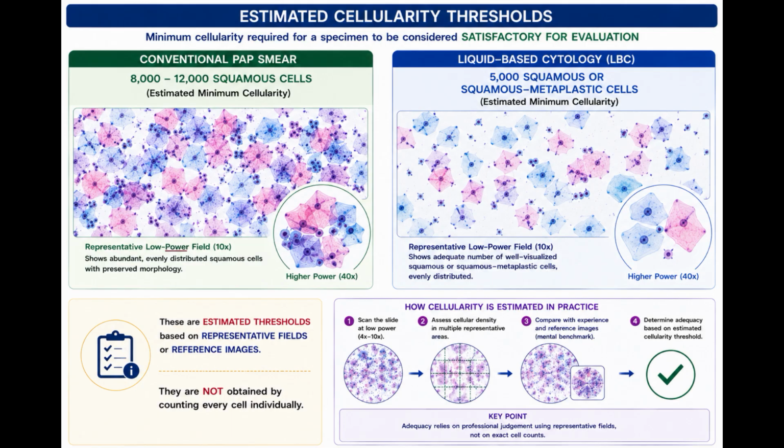The estimated minimum cellularity is 8,000 to 12,000 squamous cells for a conventional smear and 5,000 squamous or squamous metaplastic cells for a liquid-based preparation. These are estimated thresholds based on representative fields or reference images. They are not obtained by counting every cell individually.